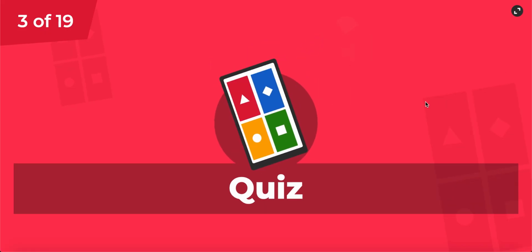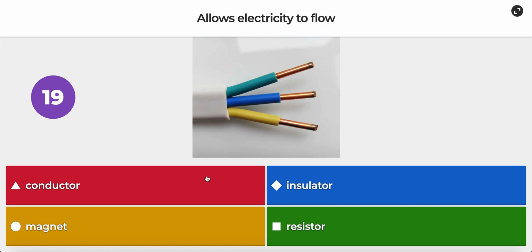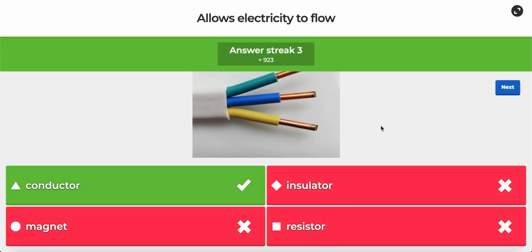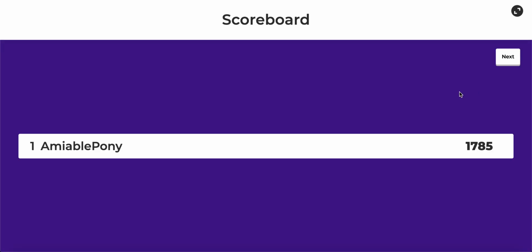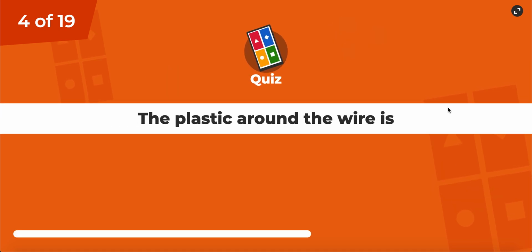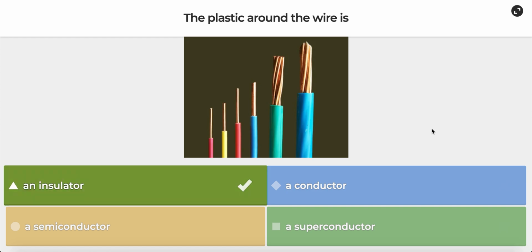All right, next up. Allows electricity to flow. Kind of just gave this one away, but that's going to be a conductor. A conductor allows electricity to flow through it. Metallic objects are conductors. All right, next up. The plastic around the wire. When you touch a wire, if you touch this plastic part, you will not get shocked because it is an insulator.